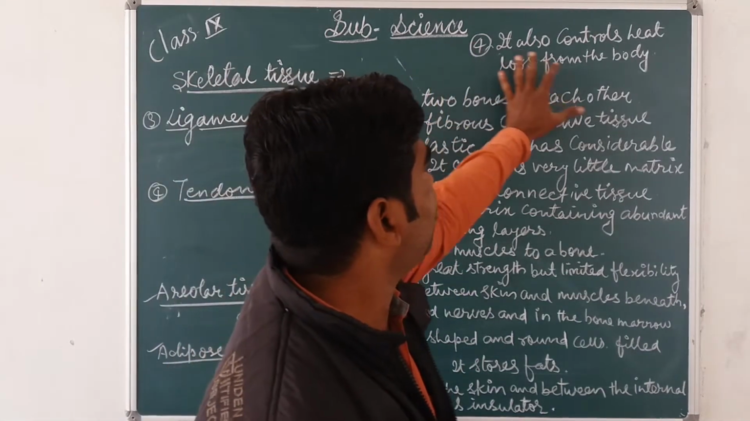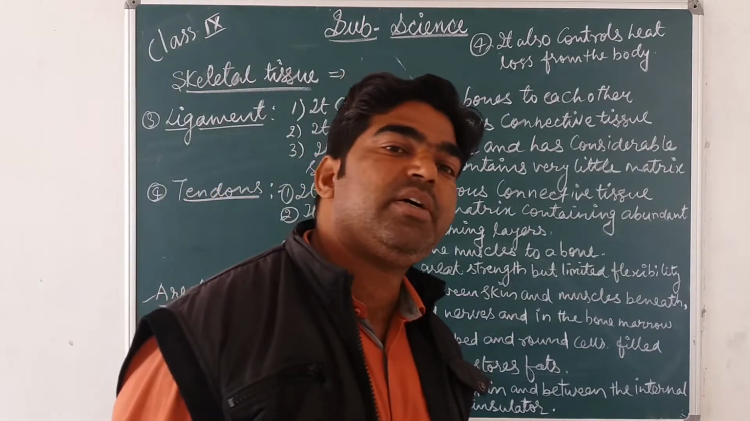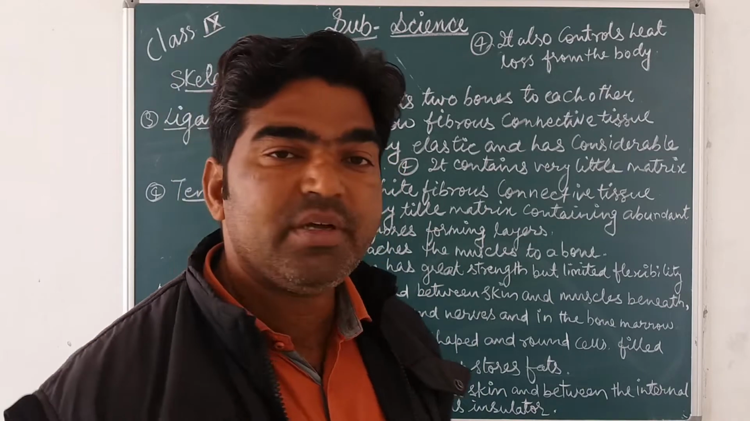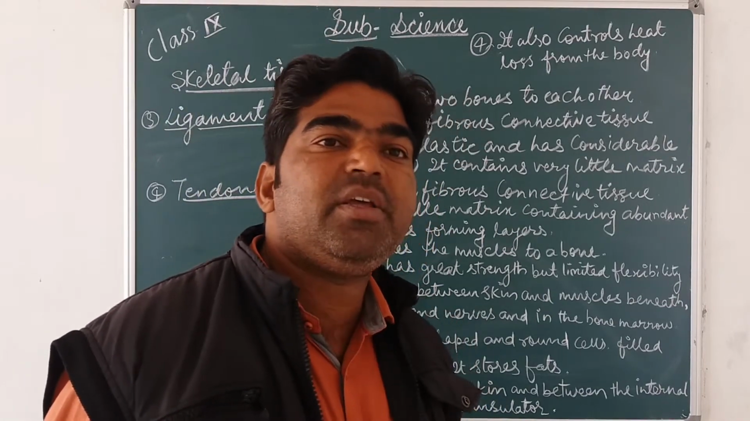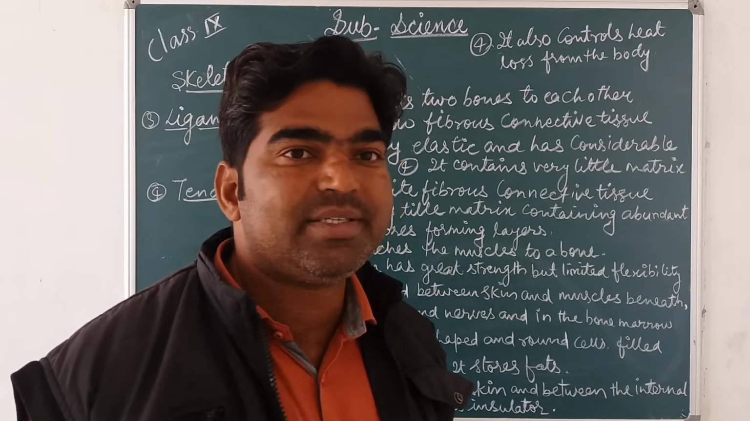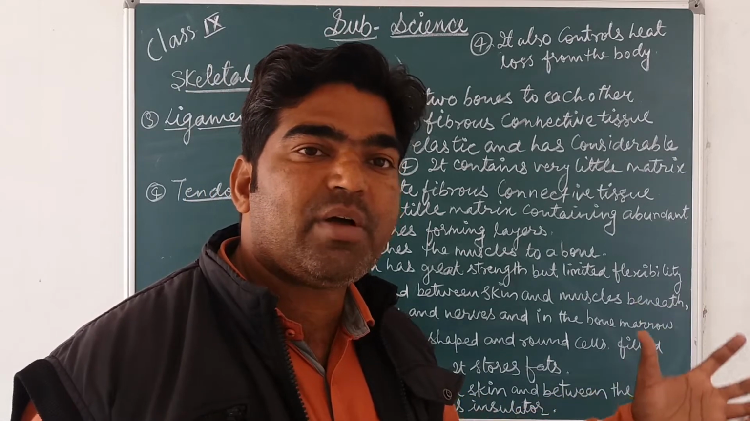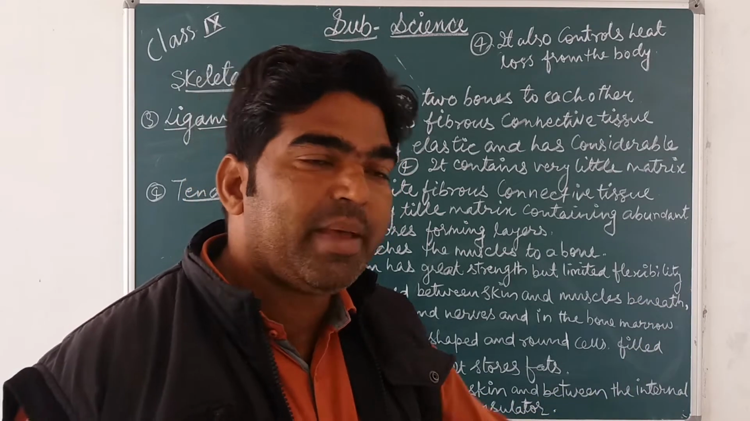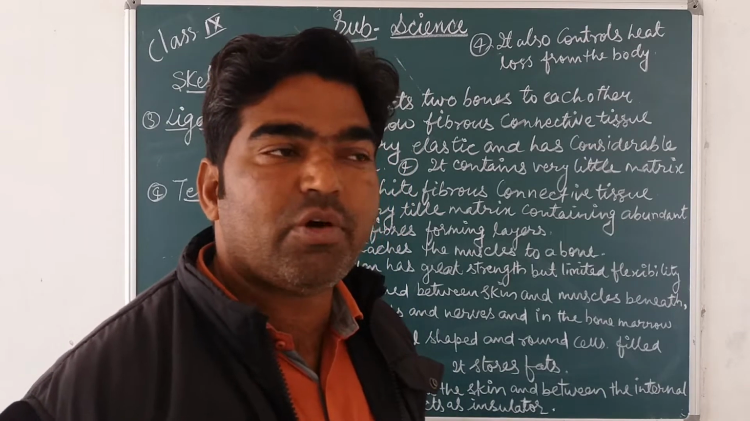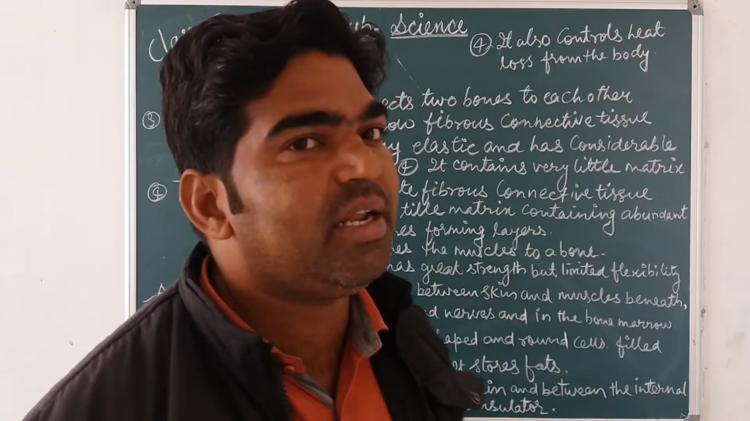Last one, it also controls the heat loss from the body. Means it cannot allow the heat to escape from the body and it makes our body warm. That's why generally you can see this type of adaptation in polar animals. क्योंकि पोलर एरिया में तो काफ़ी बर्फ होती है ना, ठंड होती है, तो उनकी बॉडी के नीचे एक इंसुलेशन लेयर होती है that is made up of this adipose tissues और फैट, so which provides them insulation against this heat and cold.